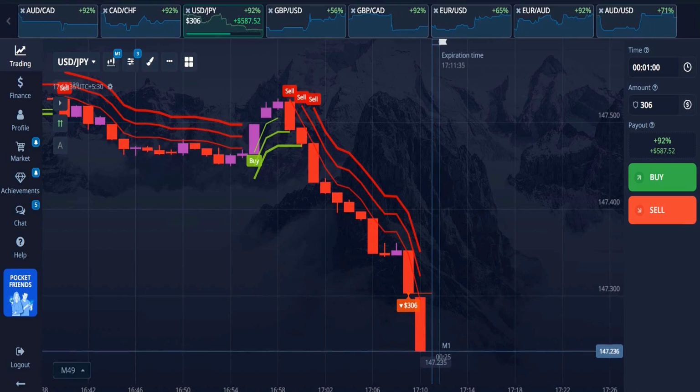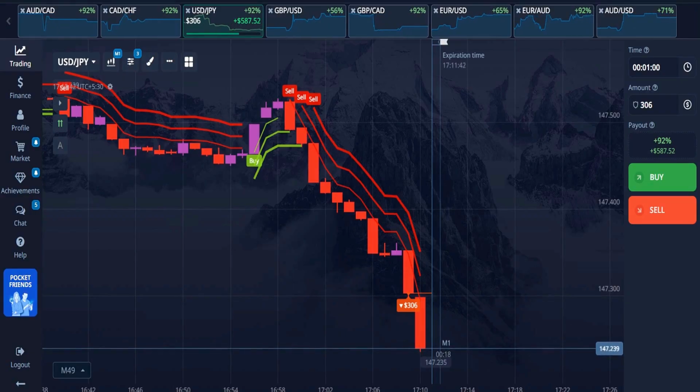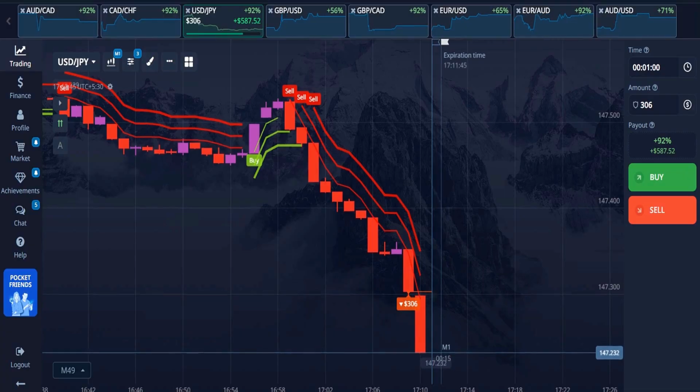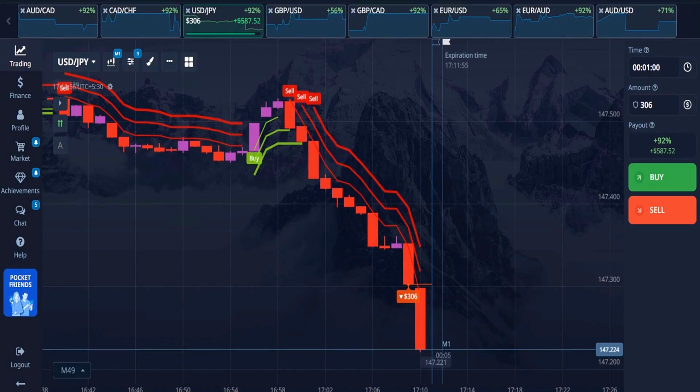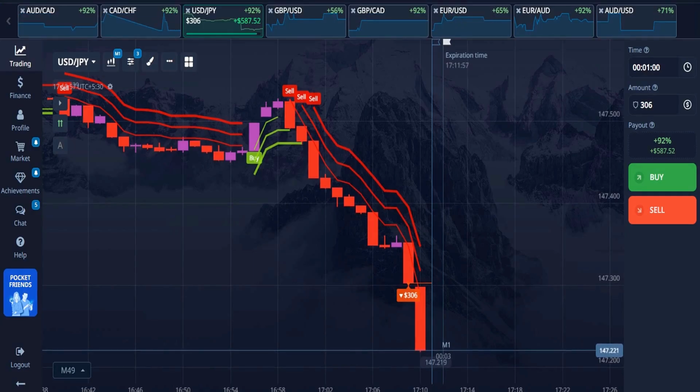At that exact moment, if you look closely, you'll see that all 3 Supertrend lines were clearly above the candle. This confirmed that the market was still in a strong downtrend. That was our green signal to enter a sell trade on the very next candle, and we took it confidently.